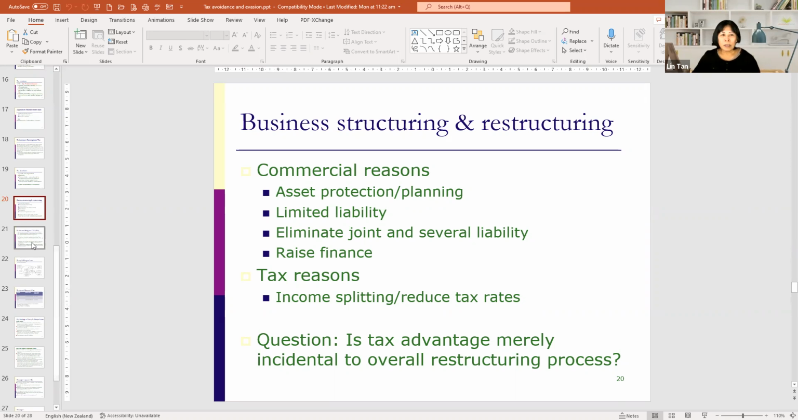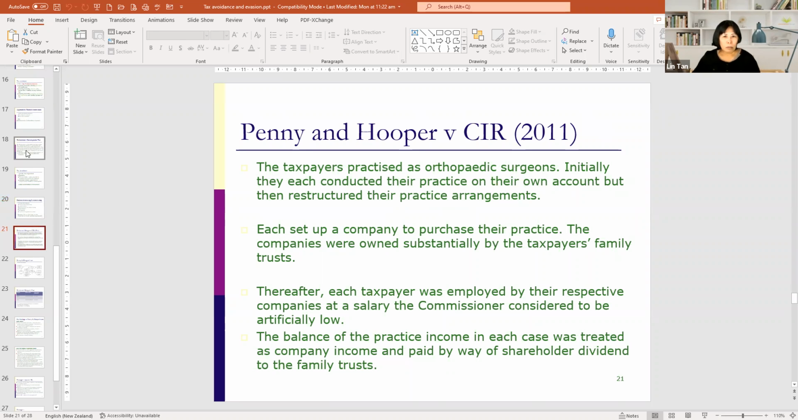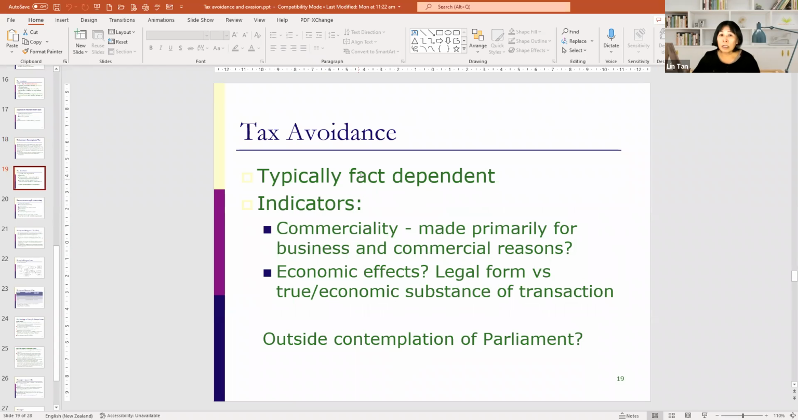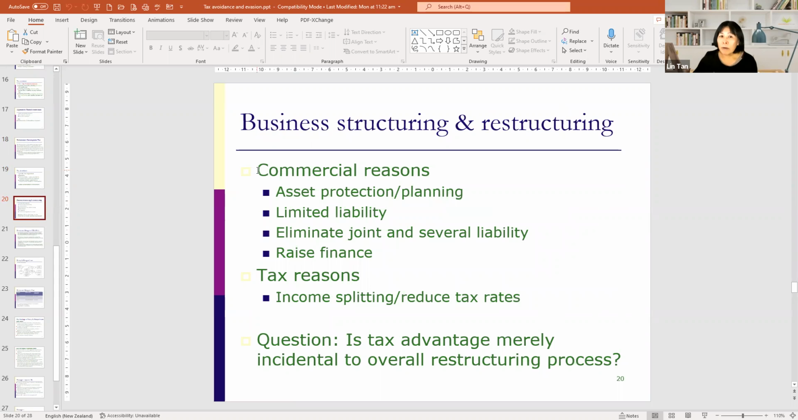Right. So under the current parliamentary contemplation test, if a case is brought up, the judge will want to look at the commercial reasons. They will want to look at the economic effects, and they will want to see, is it outside the contemplation of Parliament? So if somebody has very good commercial reasons, they will pass that test. And if the structure is properly formed, right, there's really such a structure. If it's a partnership, they might have a partnership agreement drawn up. If it's a trust, they might have a trust deed that's really drawn up. So those are good commercial reasons that will support that test.